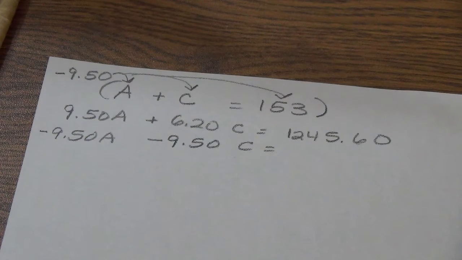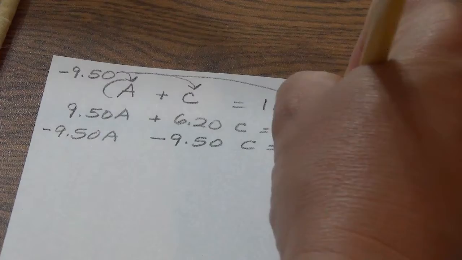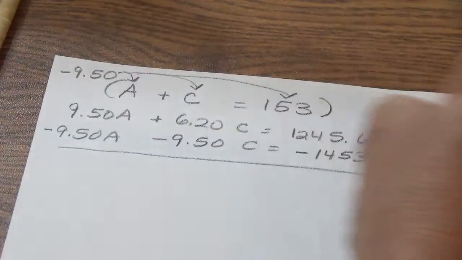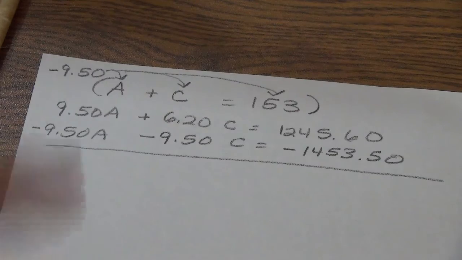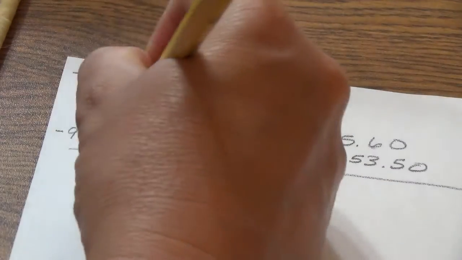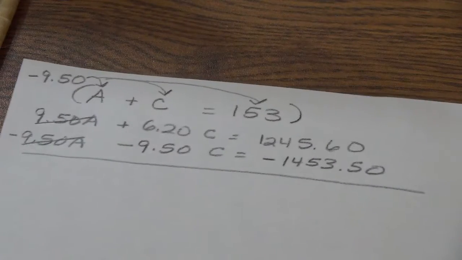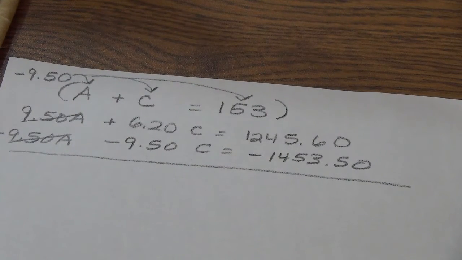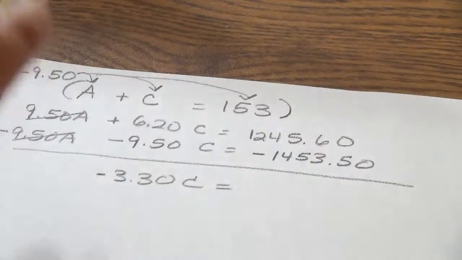I am going to take negative 950 times 153, which gives me negative 1,453.50. So now I'm going to go ahead and add my two equations together. The A's are going to cancel. I got rid of the A's, so now I'm just going to have the C's. So I'm going to take 620 minus my 950, which gives me negative 330C.